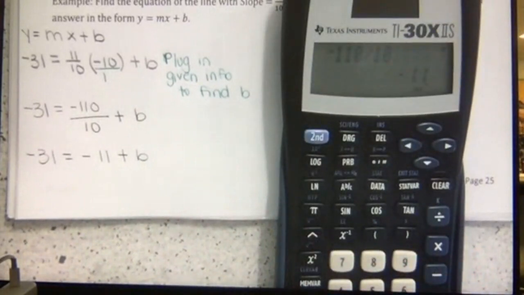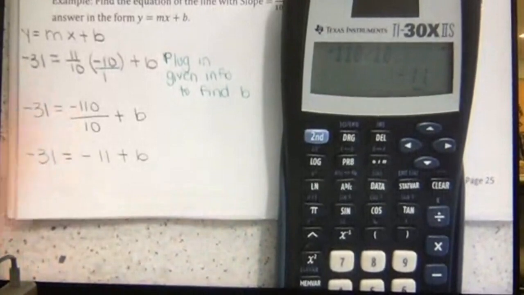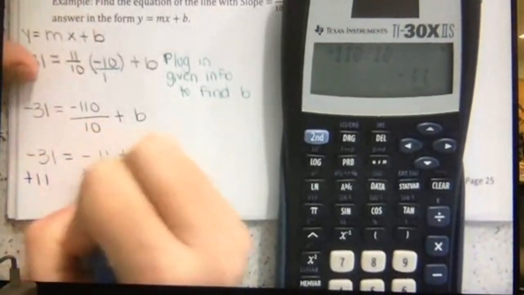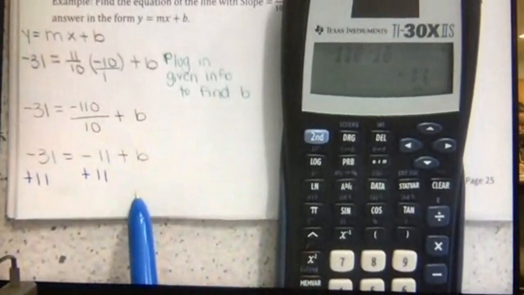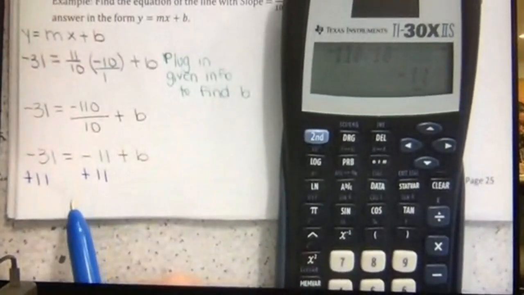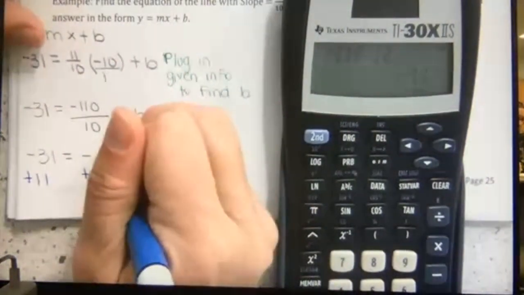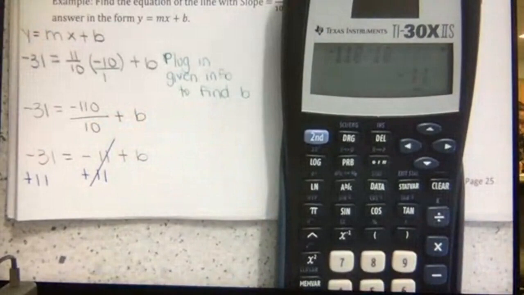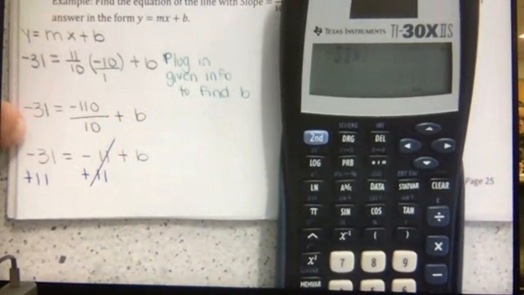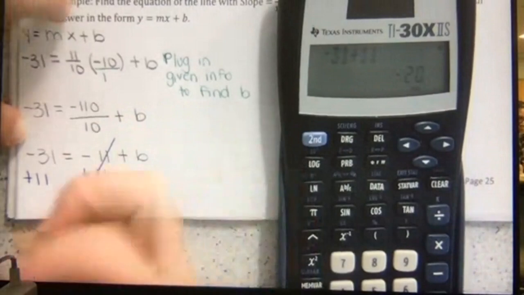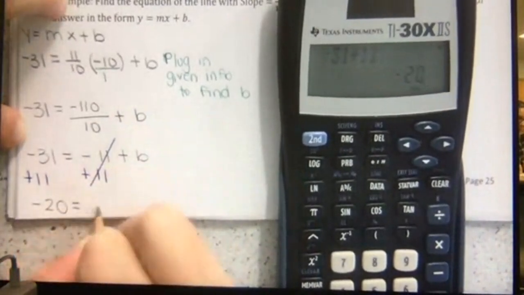Almost done. How can I get b by itself? Yeah, so it's negative, so you do the opposite. So you want to add 11 to both sides. That one was weird because there's a plus sign. That's why I asked. Sorry, I didn't mean to trick you. But there's a negative out front, so we're going to do the opposite. We're going to add 11. That way, negative 11 plus 11 cancels out. So we're left over with negative 31 plus 11, which is negative 20. Equals b.